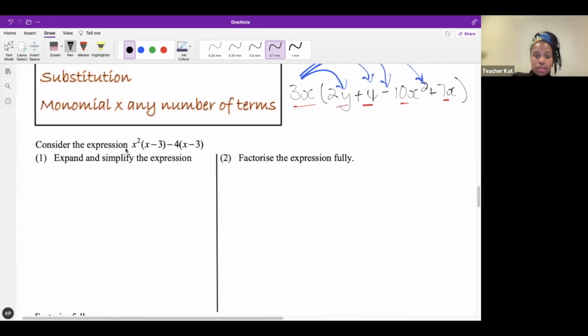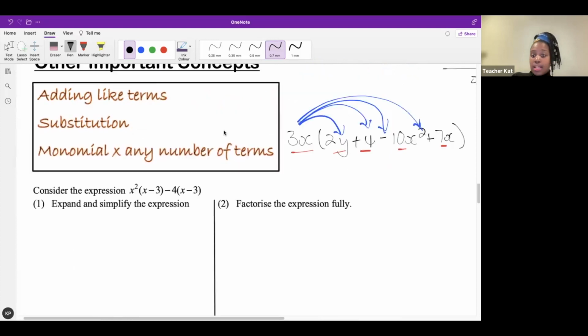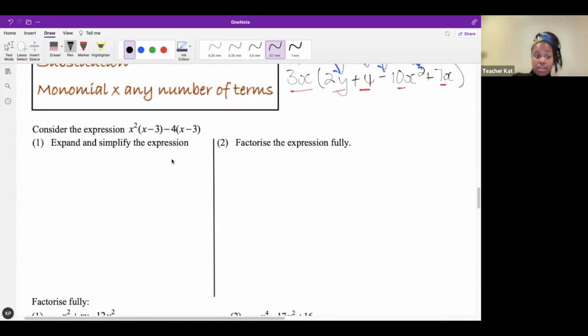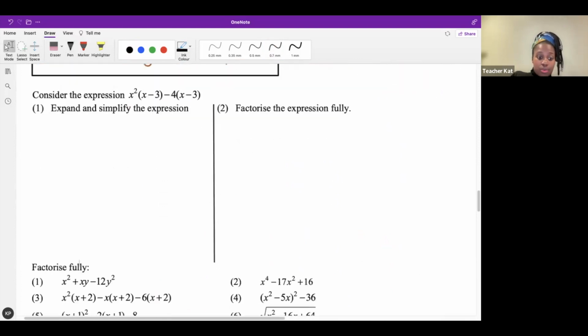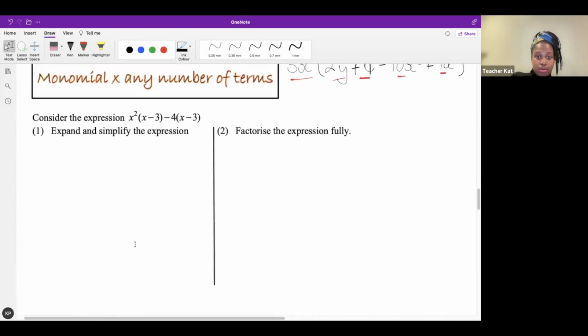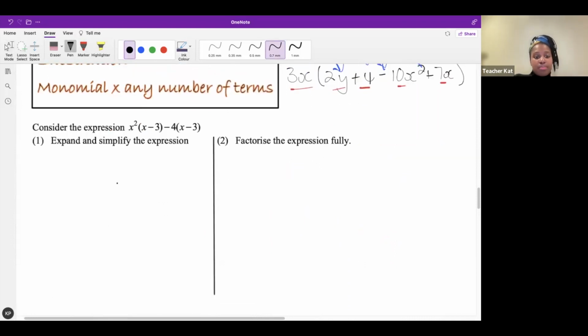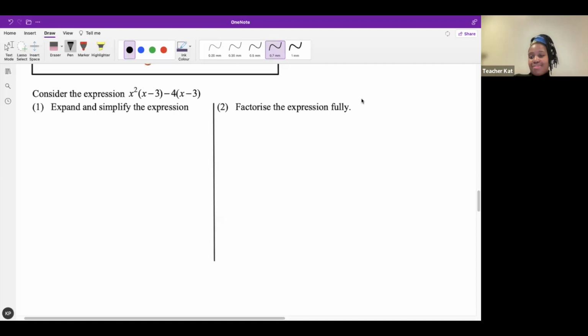Now, let's see. And that is part of simplification. Yeah, that's part of simplifying. All right, so let's look what we have here. I'm going to move these guys down a little bit so we can concentrate. So the first instruction says expand and simplify the expression. And my second one says factorize my expression. Those are two very different instructions. So let's start with expand and simplify, okay? I have x squared times x minus 3 minus 4 times x minus 3.